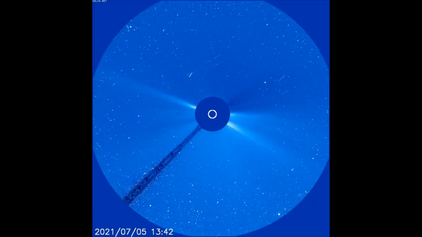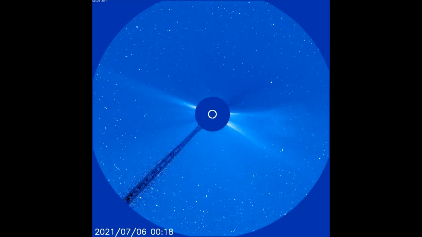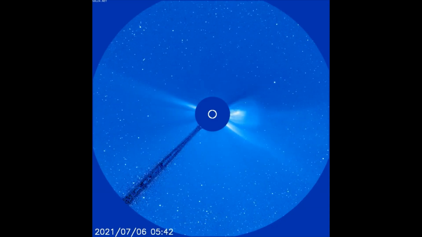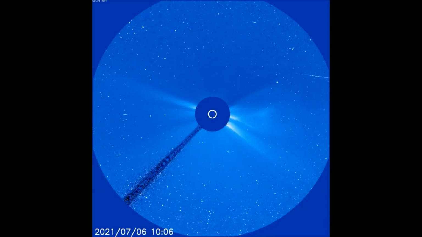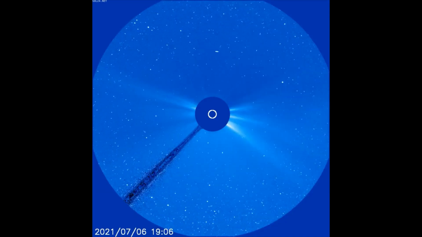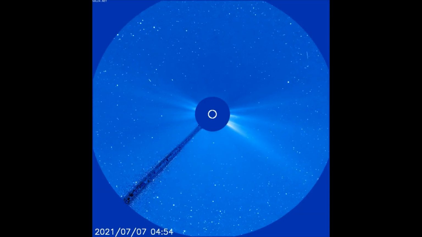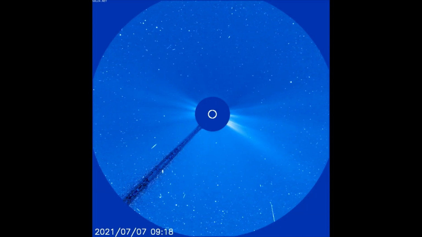Here are the solar flares on the LASCO C3 filter. There were actually two flares, one after the other, observed on the 6th. A solar flare from the 7th is just seen right before the clip ends.